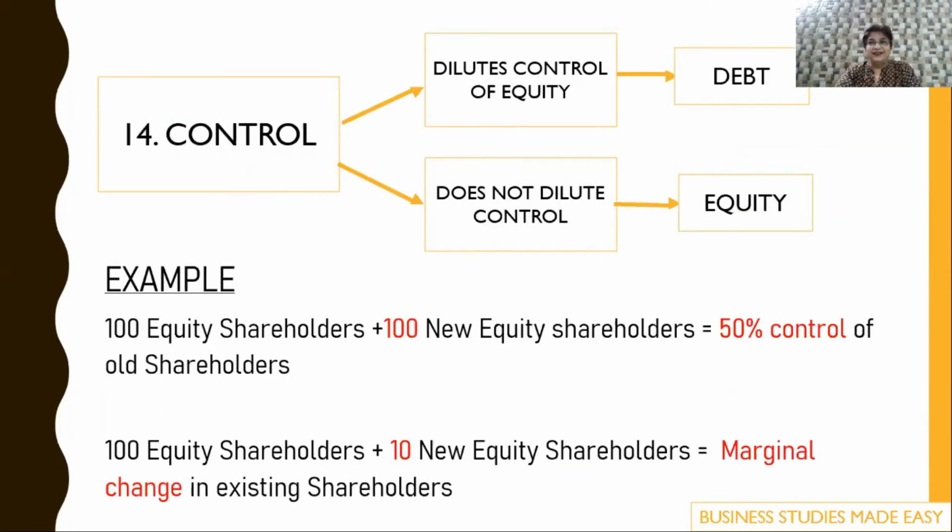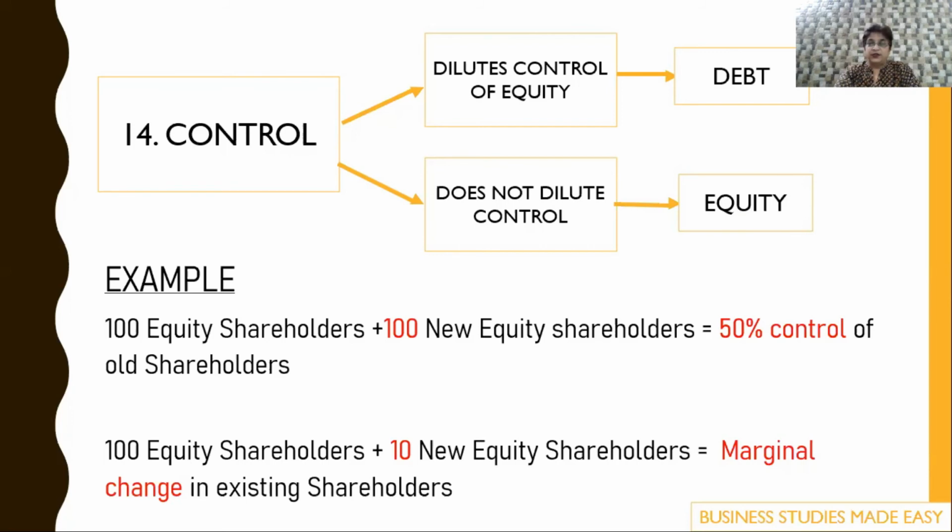And then finally, the control. Now, the finance manager has to see the interest of the equity shareholders. So if he issues more equity shares and it dilutes the control of the existing shareholders, then they will not like it. So he sees whether by issuing more equity shares, the control of the existing equity shareholders is diluted or not. If it dilutes their control, then he'll go in for debt. If it doesn't dilute, then he'll go in for equity. I've explained this point before also. Let me do it again.